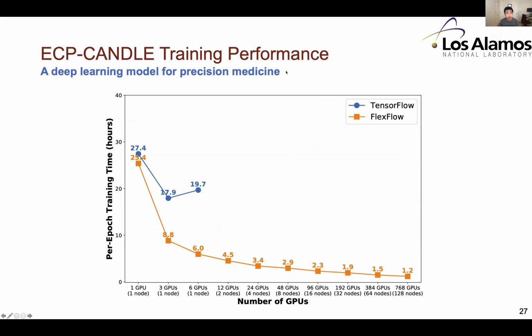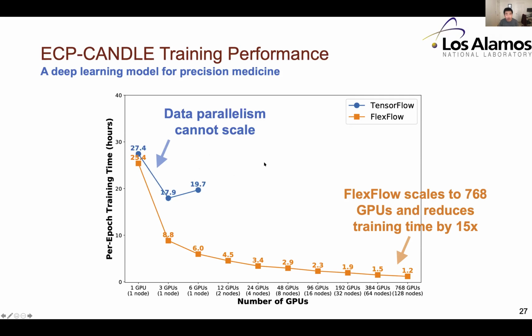Okay, and FlexFlow is also used at Los Alamos National Lab to train ECP-CANDLE, which is a deep learning model for precision medicine. We are trying to predict the response of a drug on some human body cells. First we tried to run this model using data parallelism in TensorFlow, but we found that it cannot scale beyond the capacity of a single machine. So when we move to multiple nodes, the throughput starts to drop. On the other hand, FlexFlow can scale up to 768 GPUs and can reduce the overall training time by 15 times.